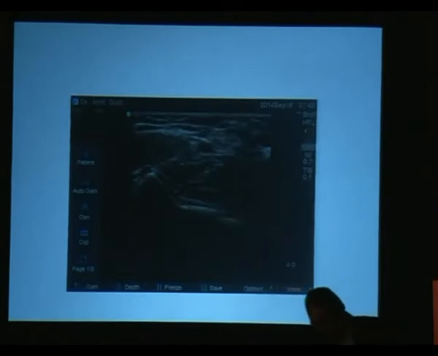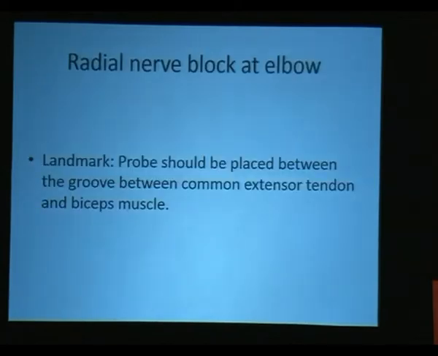So it's absolutely very easy. We just have to think that we have to do it and we can really move. As far as radial nerve block, there is no vascular landmark.